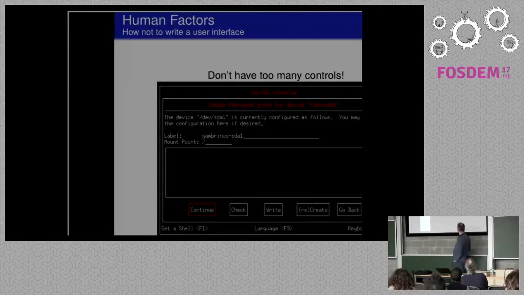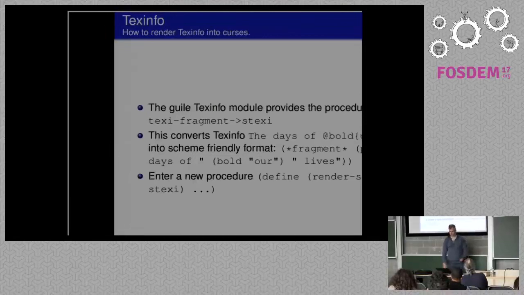People didn't know what these buttons were going to do, which is understandable. It doesn't say. In fact, check actually runs FSCK, write will run MKFS to create the file system, and no, recreate does that. If you don't know what it's going to do, then it's probably a poor design. So that's one lesson that we learned: don't make your user interfaces too complicated. And that's been changed quite considerably in the new version.